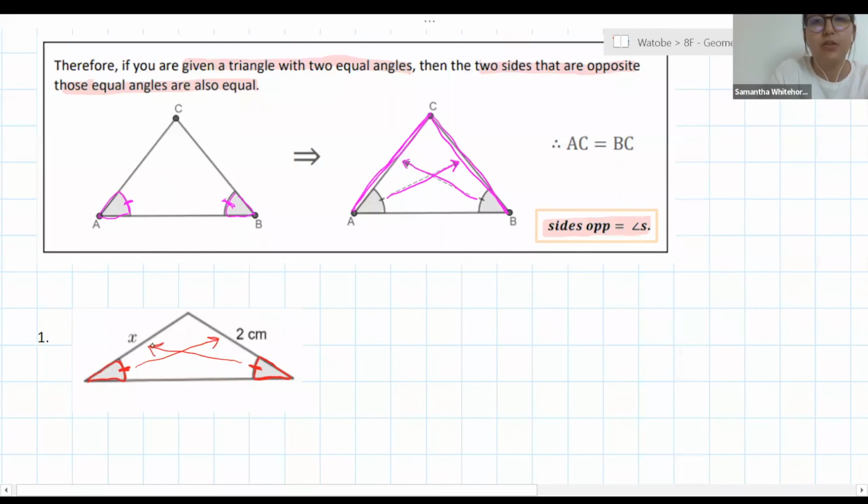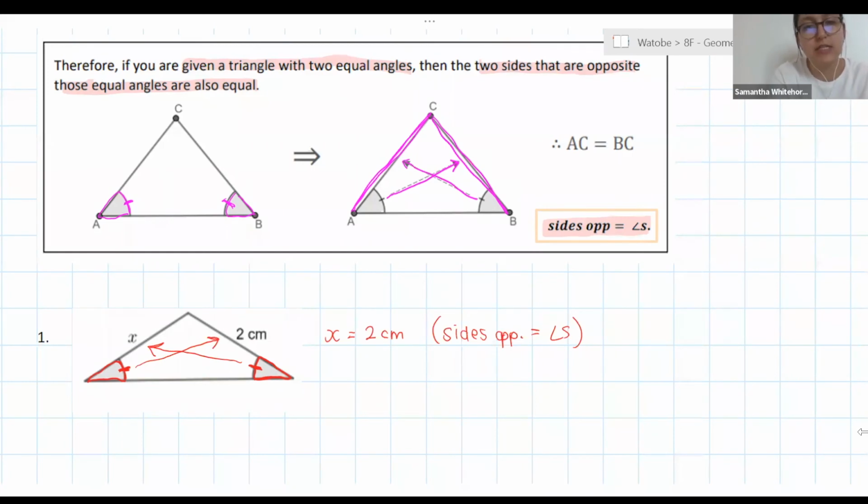And so if I'm now looking for X, I know that X is equal to 2 centimeters. And my reason here is the fact that sides are equal, opposite, equal angles. So my reason is a little bit different to the one we did earlier where we had angles opposite equal sides. Here, I'm giving you that the angles are equal, and so now I can say that the sides are equal. Okay, so take your screenshot there.